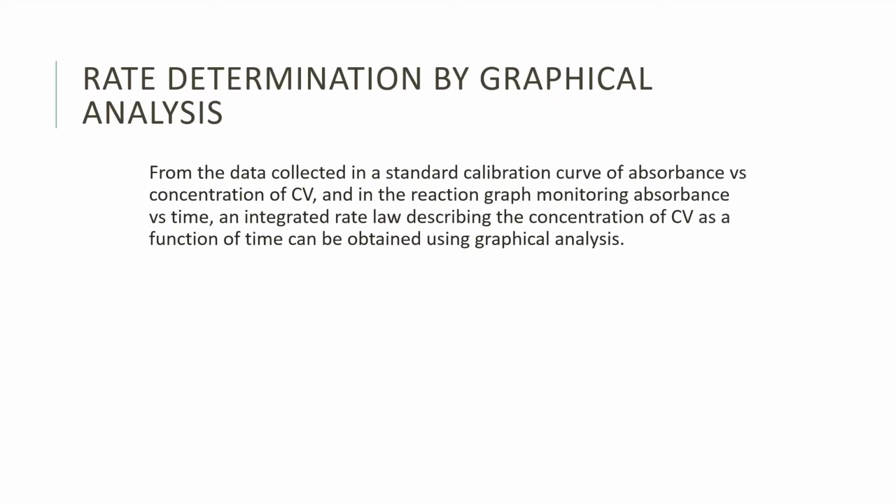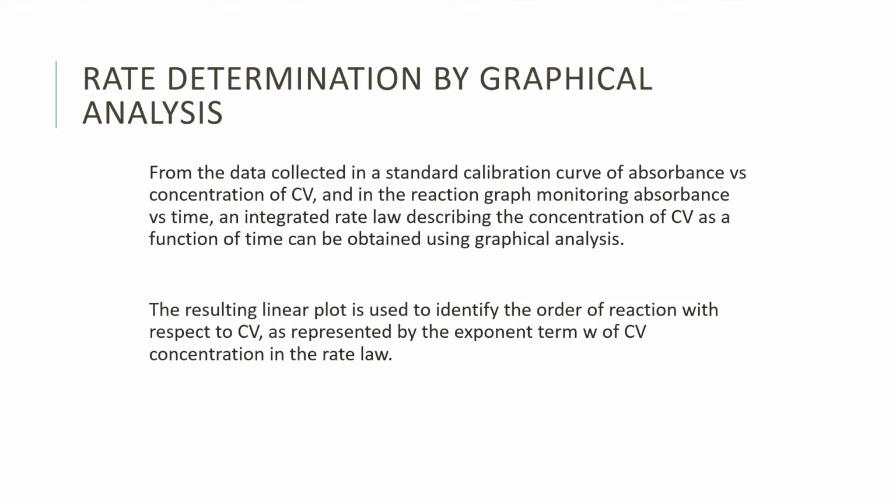Rate determination by graphical analysis. From the data collected in a standard calibration curve of absorbance versus concentration of Cv, and in the reaction graph monitoring absorbance versus time, an integrated rate law describing the concentration of Cv as a function of time can be obtained using graphical analysis. The resulting linear plot is used to identify the order of the reaction with respect to Cv, as represented by the exponent term w of Cv concentration in the rate law.